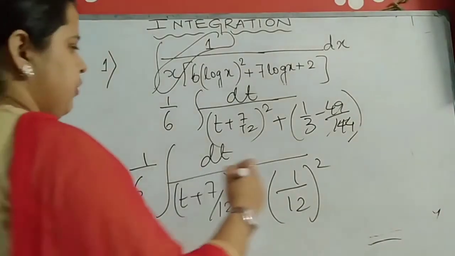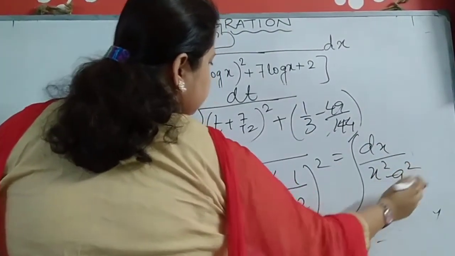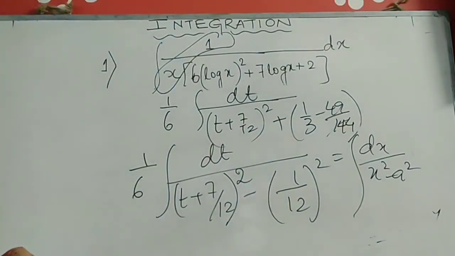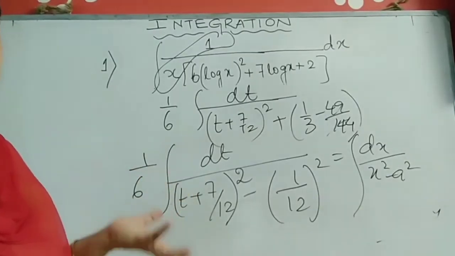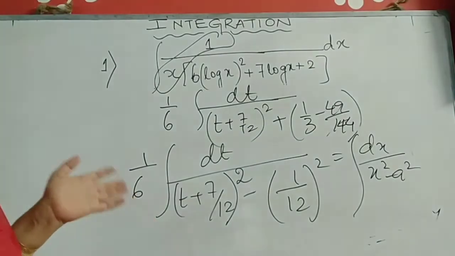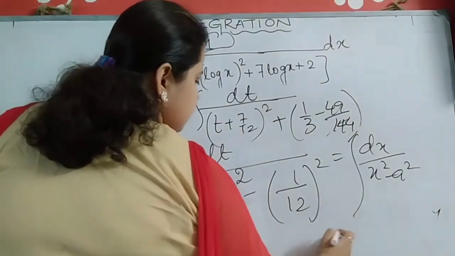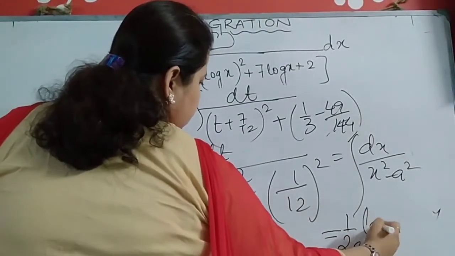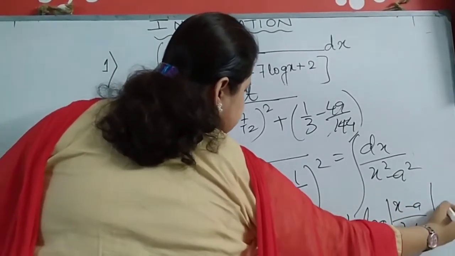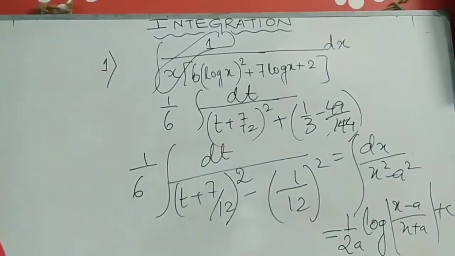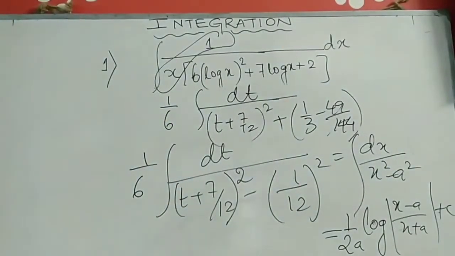Correct. Now what type of formula is this? What type of formula is it giving you? This is the one I wanted to use here. So this is dx by x square minus a square. So what is the formula for that? Tell me. Yes, it is 1 by 2a log of x minus a by x plus a plus c. Do you remember all of this? It is advisable to all of you, please write down the formula first. It is very much important to all of you.